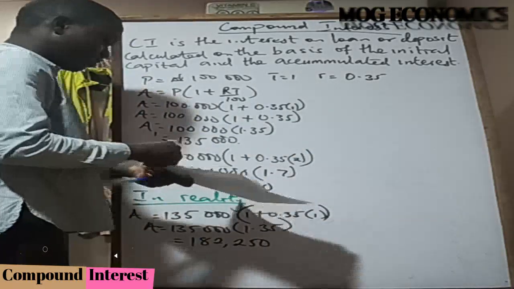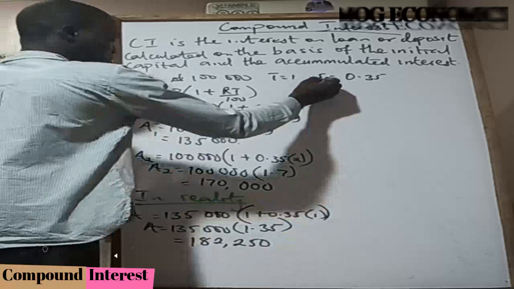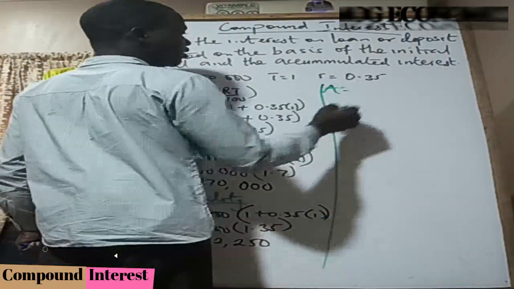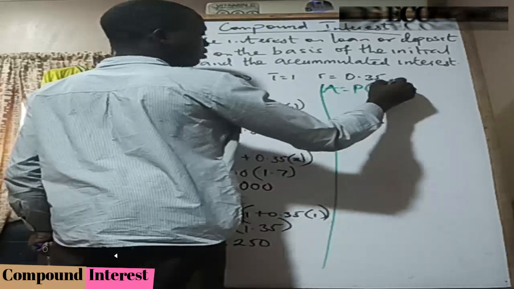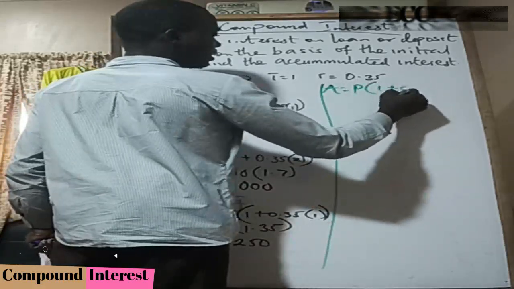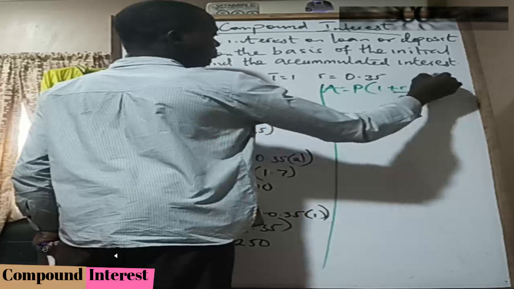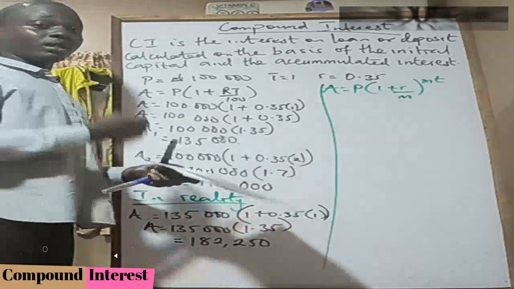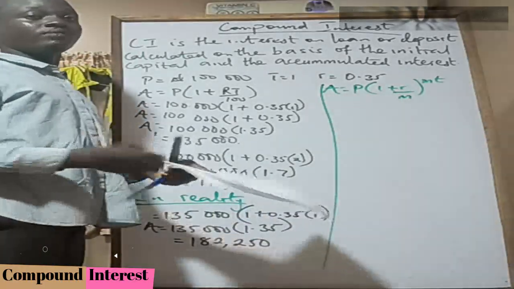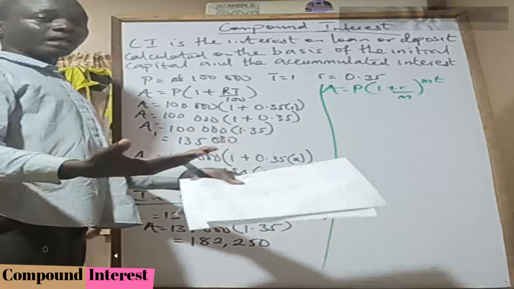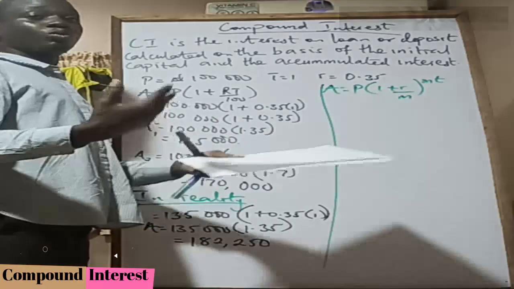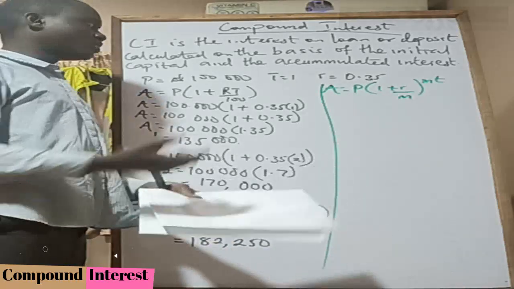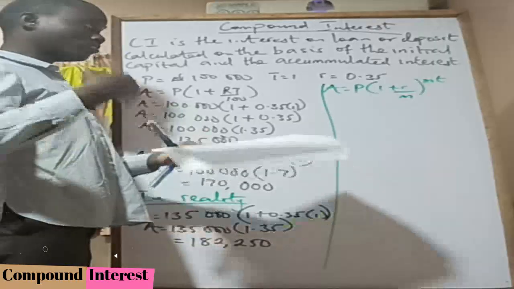So for compound interest, we have this. The amount after maturity, A equals P into brackets 1 plus R divided by M, raised to the power MT. So that's its own formula. So what is R? What is A? A is the value of the investment upon maturity, or the value of the loan, or the value of the invested capital after maturity. P is the initial principal or capital.